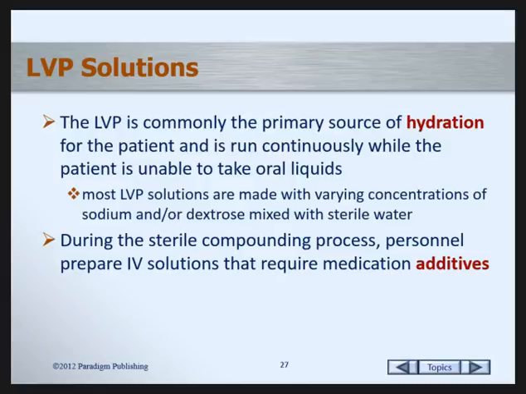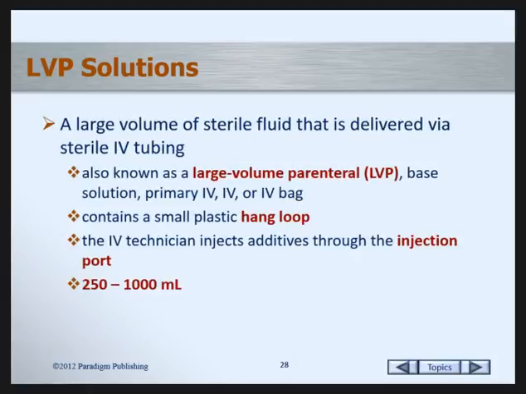During the sterile compounding process, personnel are preparing IV solutions that require medication additives. A large volume of sterile fluid that is delivered via sterile IV tubing is also known as an LVP base solution, primary IV, IV, or IV bag. Again, it contains that small plastic hang loop, and the IV technician will inject additives through the injection port. The size of a large volume parenteral is generally 250 to 1,000 milliliters, as was discussed in Chapter 2.